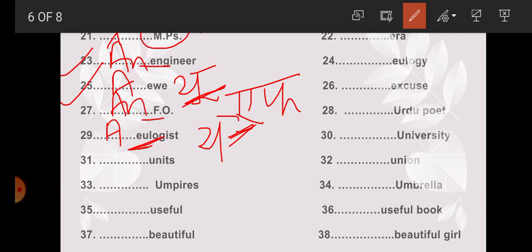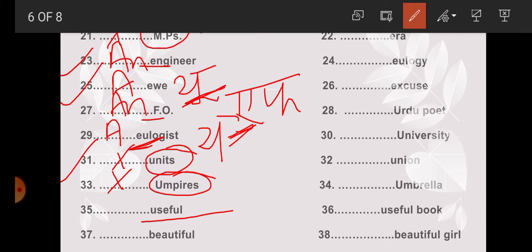Now student, next one, 31, dash units. Units is plural, so there will be no article, cross. Now next one, question number 33 again, umpires. Umpires is plural here, that's why no article. Next one, useful. After useful there is no noun, so there will be no article. Now dash beautiful. After beautiful there is no noun, so there will be no article.